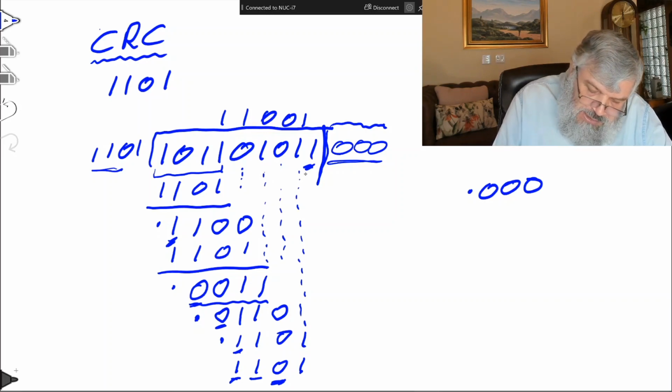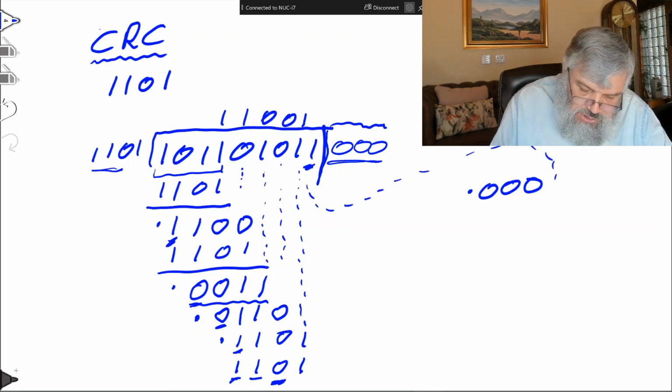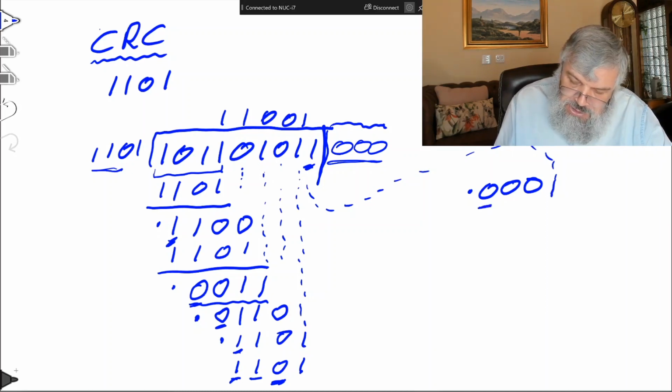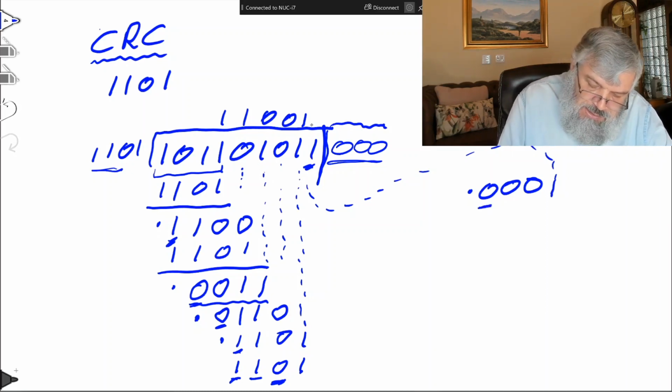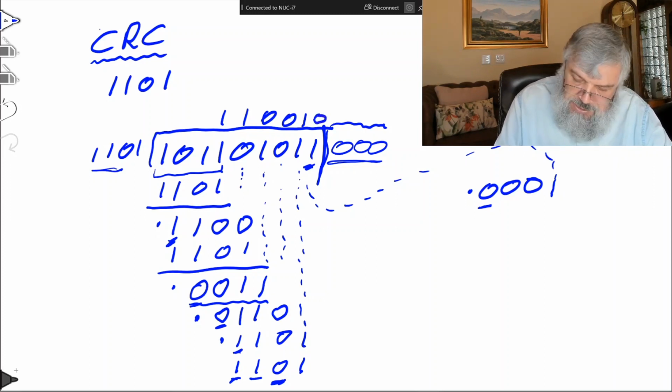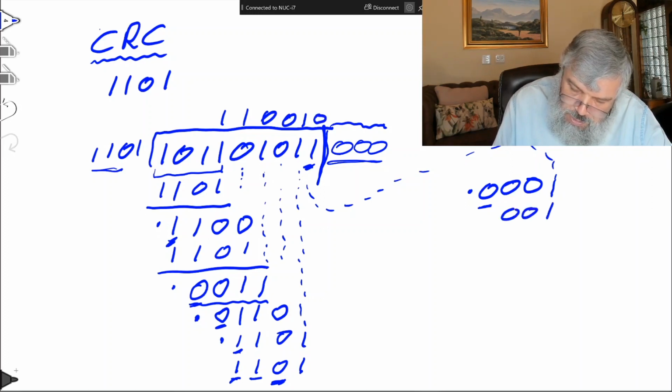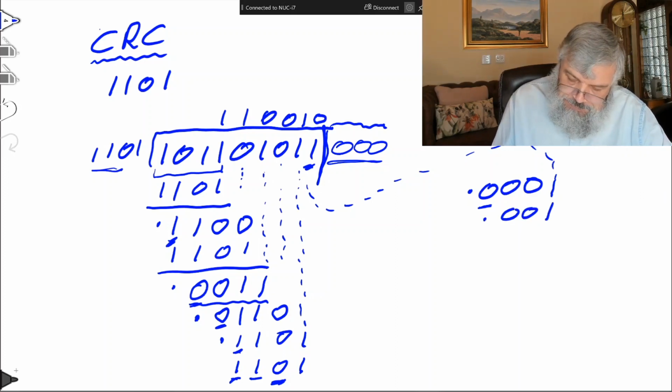So now I have to bring down the next bit, which is a 1. Looking at this value that I'm dealing with right now, I have a 0 in that position. So the answer, whether I can subtract it, is no, I cannot. So subtracting 0 from that gives me 0, 0, 1. I am killing that bit in the process.